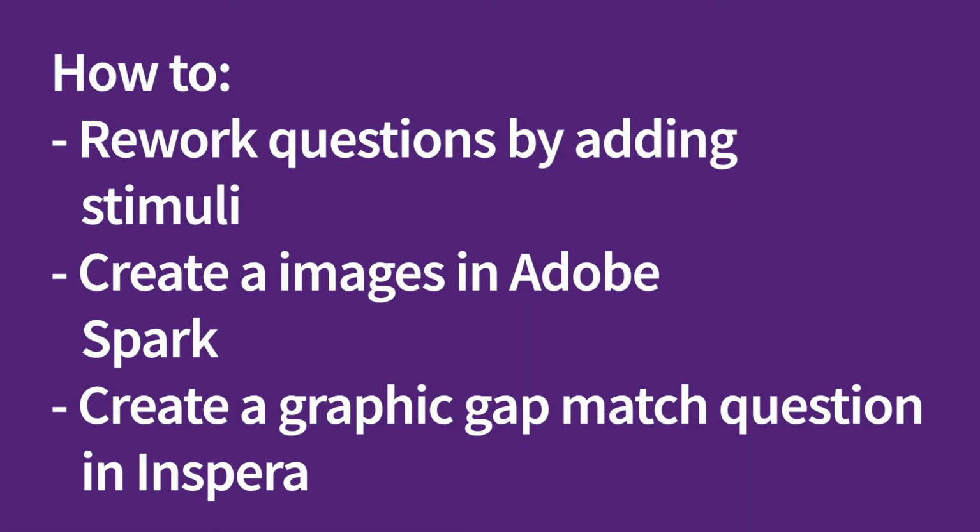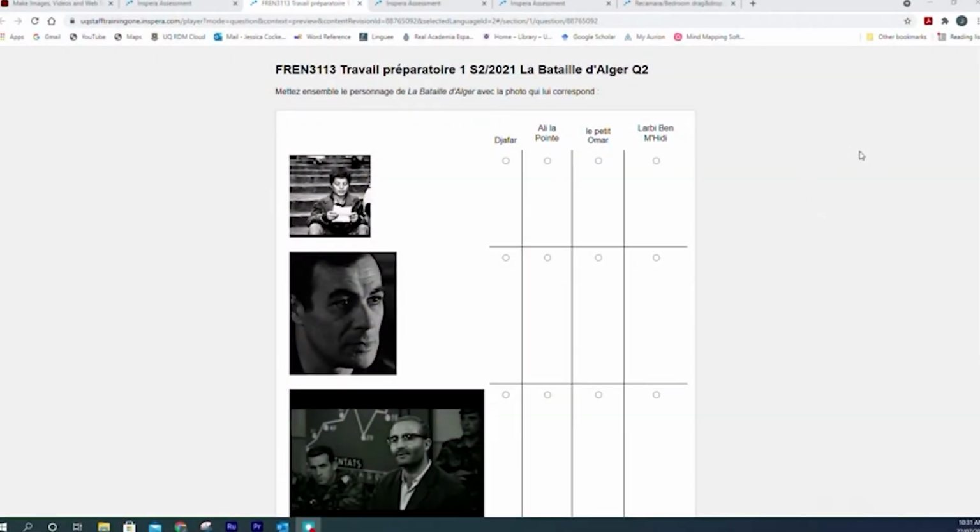In this video, I'm going to show how we can open up our options for question types in Inspera by incorporating different stimuli. In this video, we're going to look at images. Our motivations for doing this aren't purely aesthetic. Take this question, for example. The students need to match a name with the character, an image here.